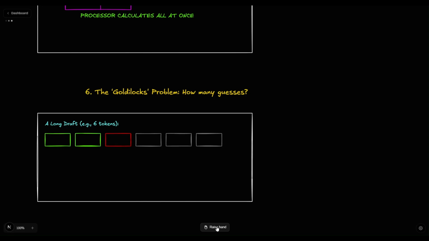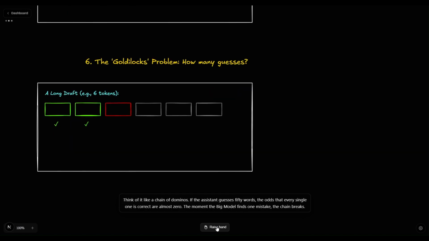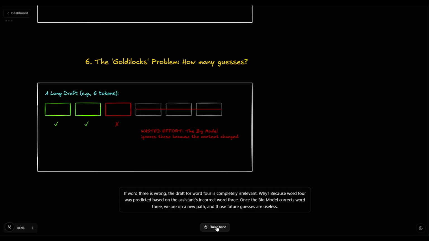Think of it like a chain of dominoes. If the assistant guesses 50 words, the odds that every single one is correct are almost zero. The moment the big model finds one mistake, the chain breaks. If word 3 is wrong, the draft for word 4 is completely irrelevant. Why? Because word 4 was predicted based on the assistant's incorrect word 3. Once the big model corrects word 3, we are on a new path, and those future guesses are useless.